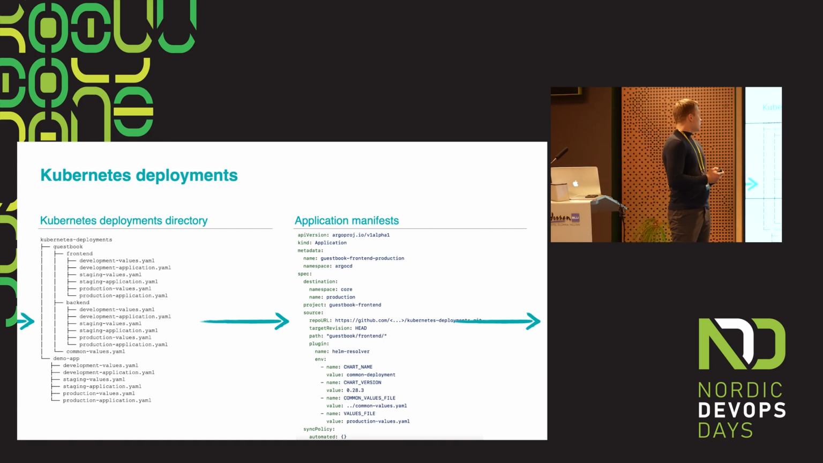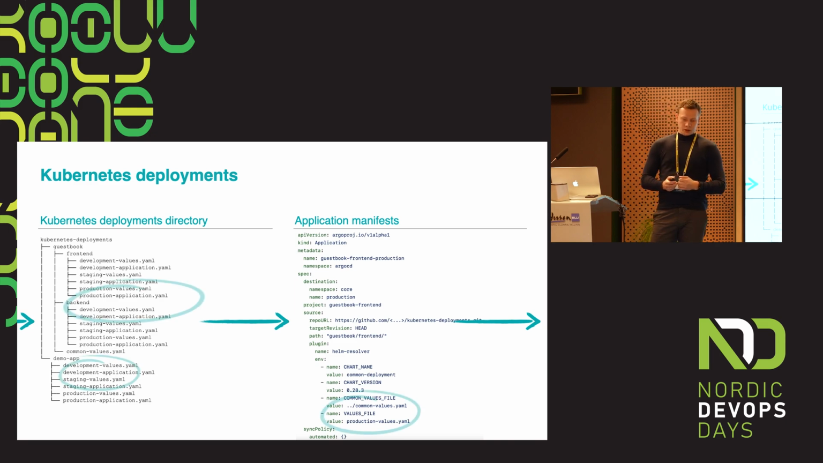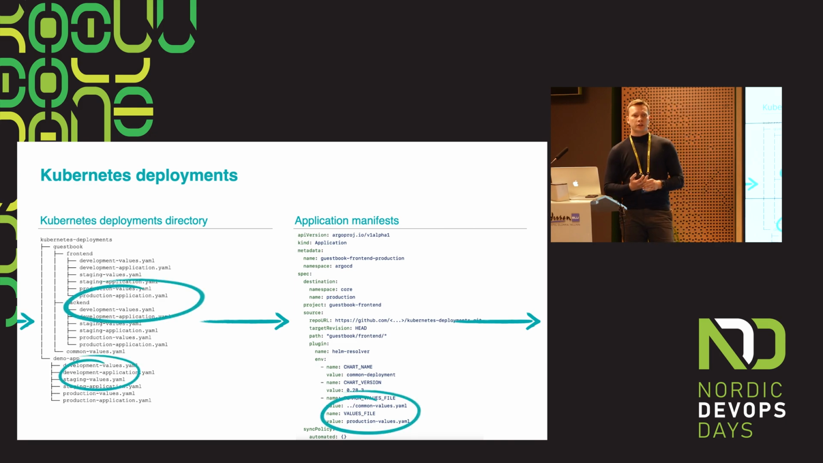This is how our Kubernetes deployment directory looks. At the top level, we have our applications. Each application correlates to a Kubernetes namespace. And if we need more applications in the same namespace, we dig a bit deeper. So basically we have some kind of environment application YAML, an example of which you can see on the right-hand side. Then we have a values file for Helm chart overrides, and if needed, we have common values.